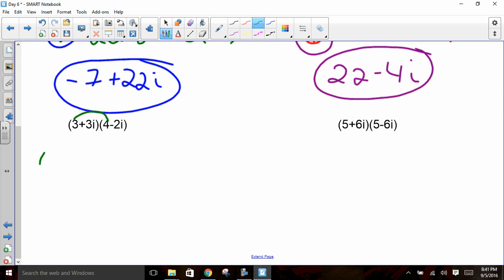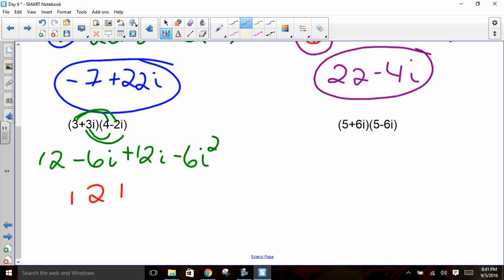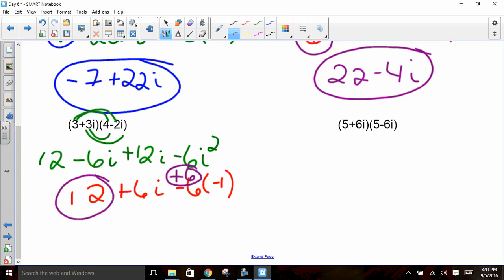All right, 3 times 4 is 12. 3 times negative 2i is negative 6i. 3i times 4 is 12i. 3i times negative 2i is negative 6i squared. Okay, put the same stuff together. So I get 12 plus 6i minus 6 times negative 1. Negative 6 times negative 1 turns into positive 6. So I get plus 6 plus 12, which gives me 18. And then that 6i comes with.